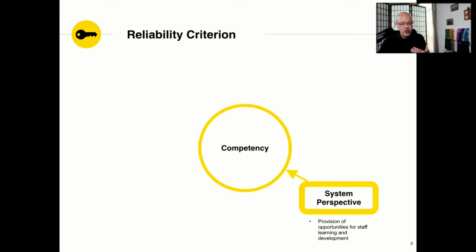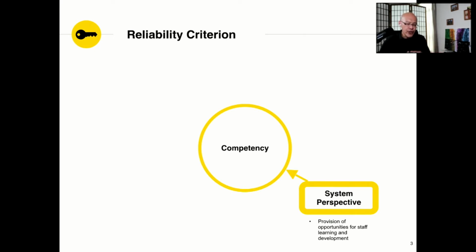This is where you could measure from the system perspective by looking at a KPI, for example, provision of opportunities for staff learning and development. Now, the question I have for you is, if you use this as your sole KPI, as the only KPI to measure competency, would this be reliable? And the answer, of course, is no. Why is it not reliable? Because you and I know that you can send people for training, but that does not make them a competent person, at least not yet, right?